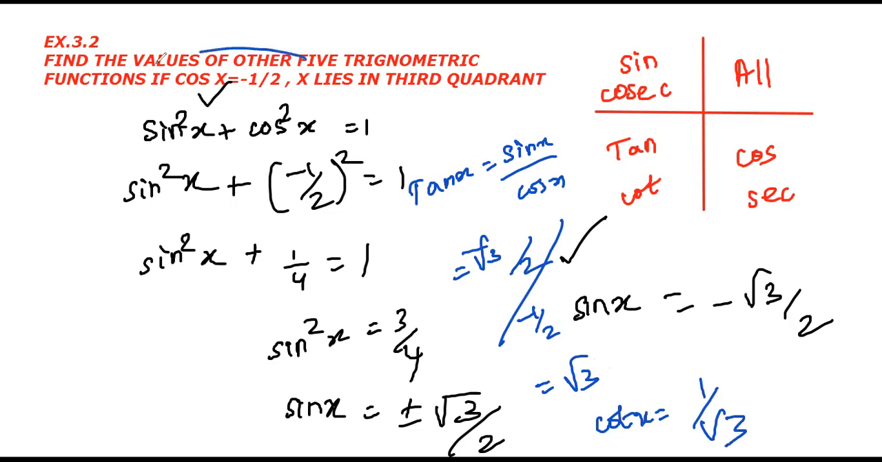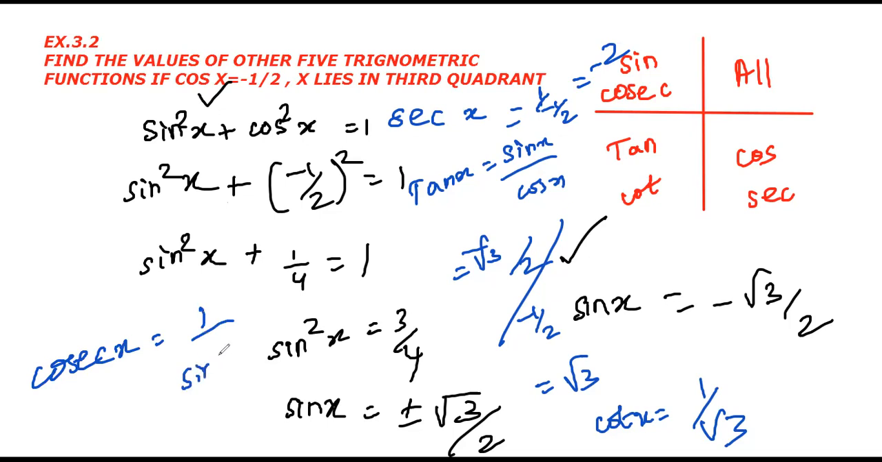And secant is very simple. It's just the reciprocal of cos. So secant x will be 1 upon cos x. So it's 1 upon minus 1 by 2, which will give you the answer negative 2. So that's your secant. And you know how to find the cosecant. It's simply the reciprocal of sine. You know the value of sine, which is negative root 3 by 2. The reciprocal is negative 2 by root 3. That's it. Pretty basic.